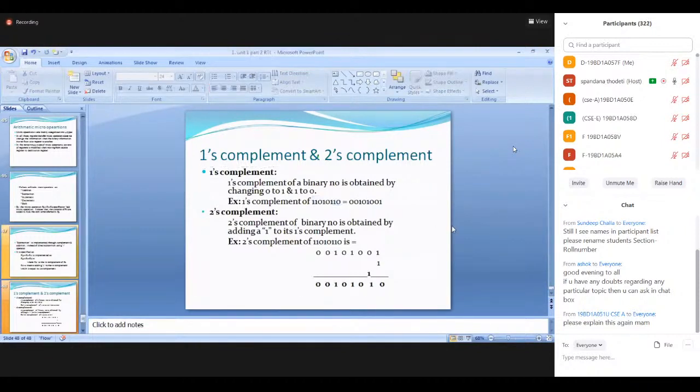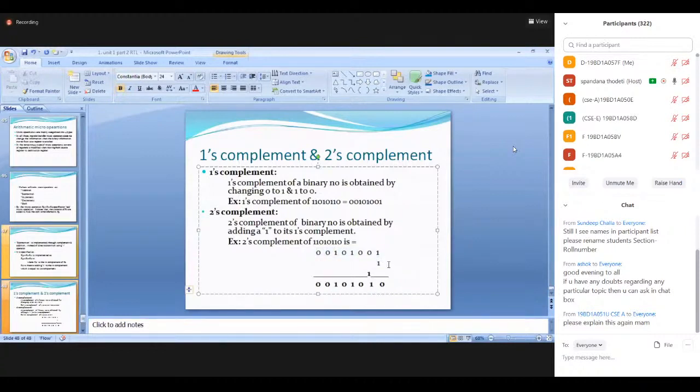Now the 2's complement. To calculate the 2's complement, first we should calculate the 1's complement. To the 1's complement, if you add a 1, then you will get the 2's complement. This is your 1's complement. For this same number, if you are asked to calculate the 2's complement, first we find the 1's complement, and to this I should add a 1.